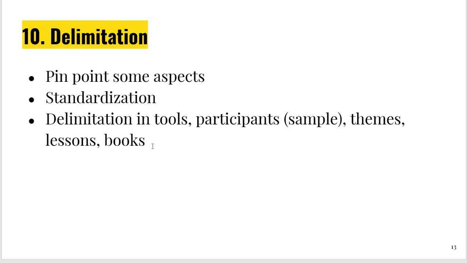Okay. Here some students confuse two things, limitation and delimitation. Please understand the difference. Delimitation means further specification, further pinpointing of themes or books or ideas. Limitation means deficiency, shortcomings, flaws.